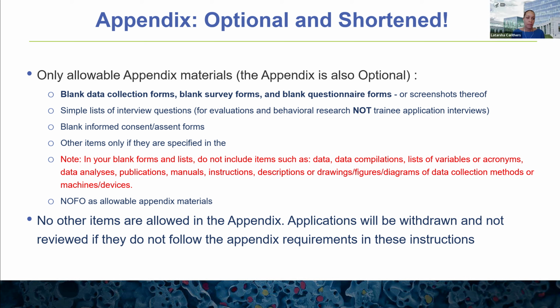Okay, so as I mentioned about the appendix, only allowable appendix material as what are listed in the SF424 application guide are allowed, and I'm showing them here on the screen. So these things include blank data collection forms, blank survey forms, questionnaires, a simple list of interview questions, blank informed consent assessment forms. So please, if you are including them, make sure that these are blank forms. They should not include any data at all. And make sure that they're presented as forms, things that actually need to be filled out.